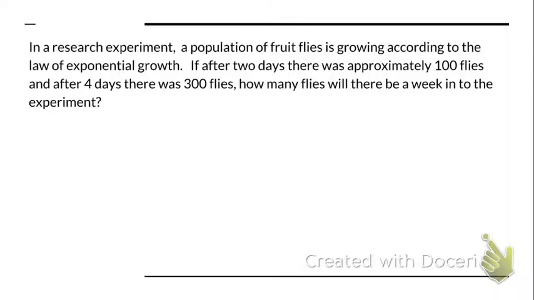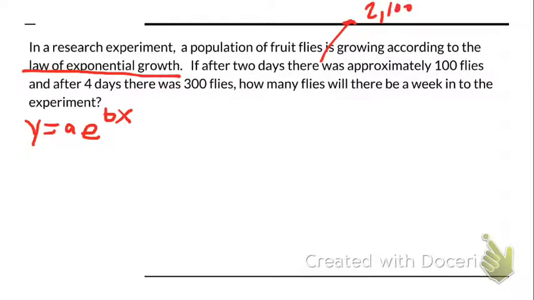So it says first that it follows the law of exponential growth. So that means we're going to use this model right here: y, where y is the population of flies, equals a times e to the bx power. And then it says after 2 days there were approximately 100 flies, so we have one data point, 2 comma 100. And then after 4 days there were 300 flies, so we have the point 4 comma 300.